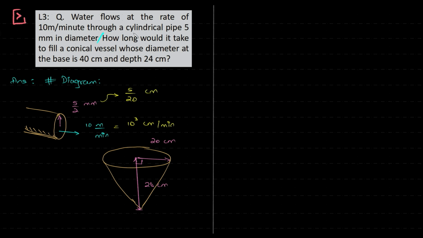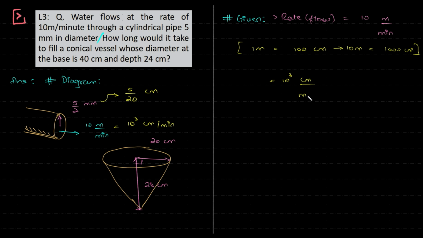And now we have the working. So let me show the given first. So first we'll start off with rate of flow, so that is equal to 10 meter per minute. So we know that every meter has 100 centimeter. So 10 meters will have 1000 centimeter. Agree? And so this is nothing but 10 to the power of 3. And that's why I wrote this as 10 to the power of 3 centimeter per minute. Again, this is only for your understanding. You guys can write it directly.